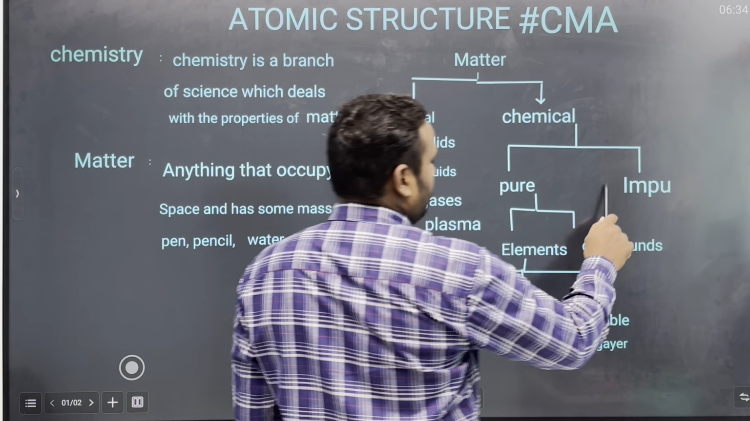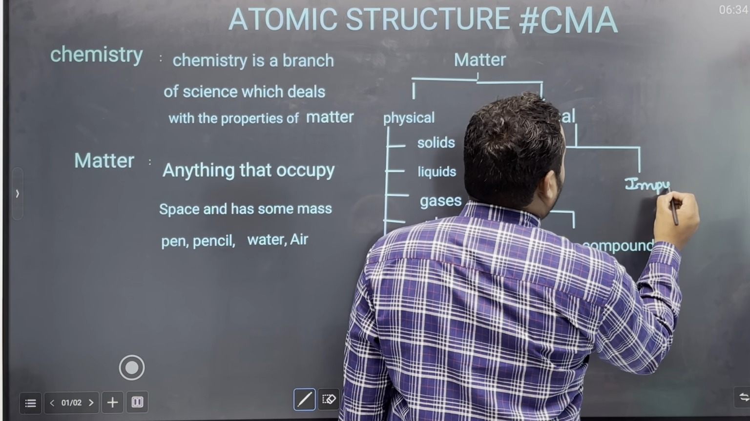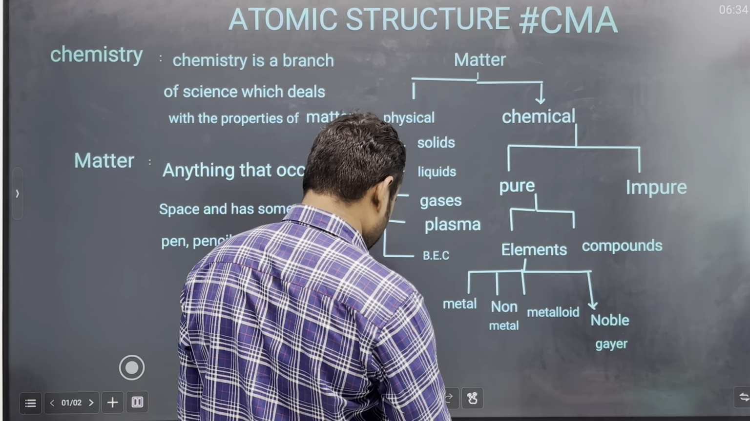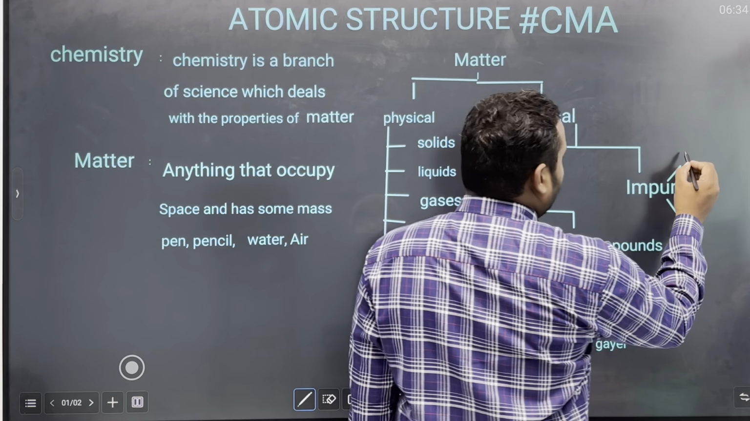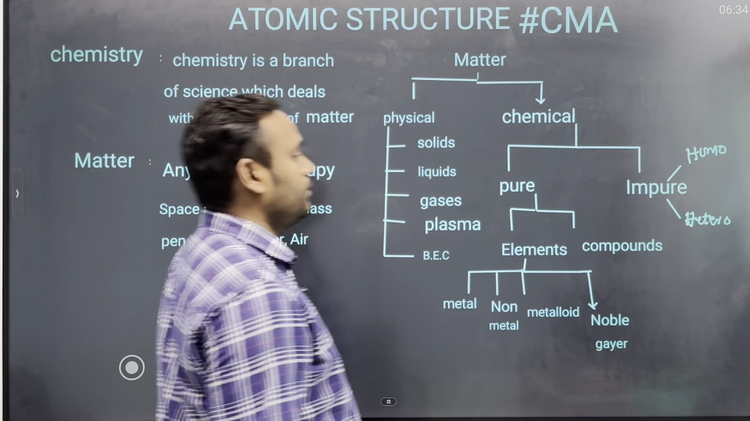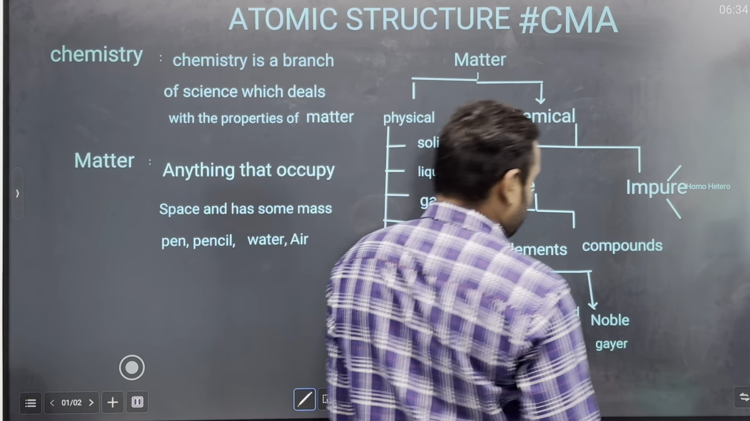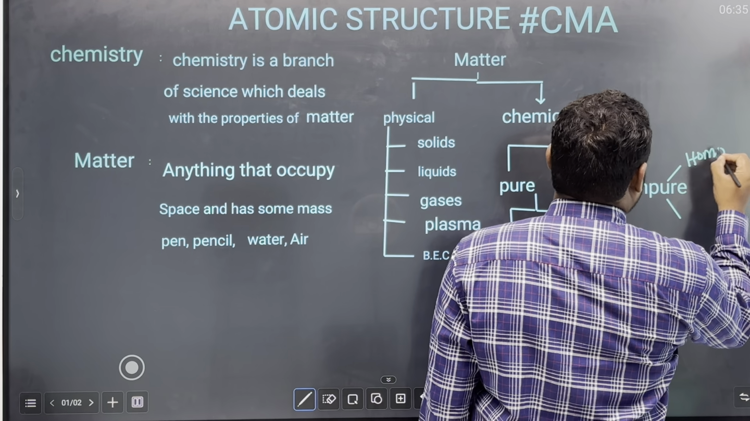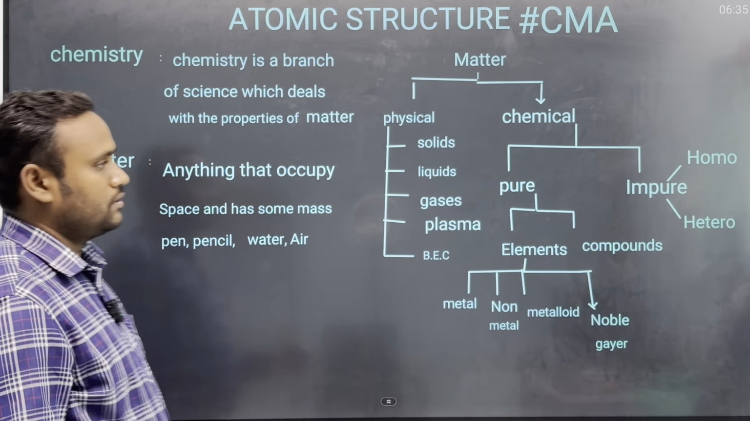Now impure matter. Impure matter is again classified into two types, that is homo and hetero: homogeneous mixture and heterogeneous mixture.